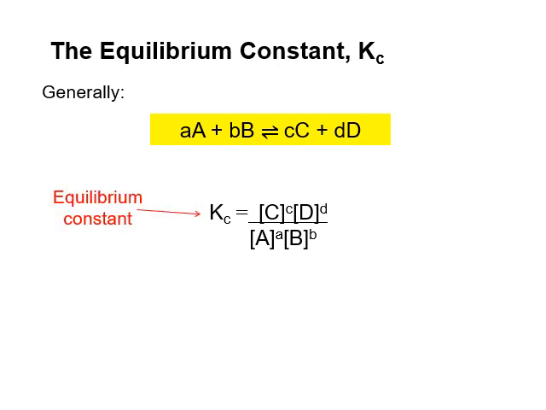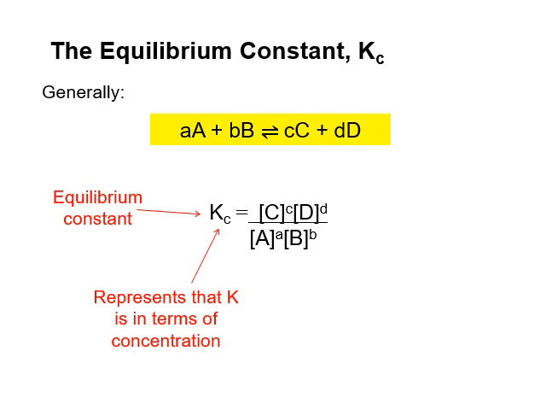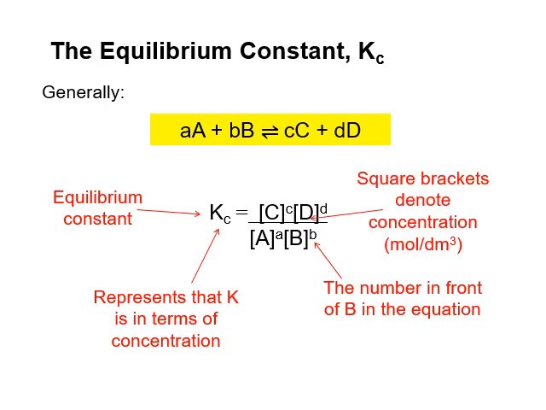So Kc is the equilibrium constant. It represents K in terms of concentration, hence the little c. The number in front of B in the equation is the power that B is raised to. The square brackets denote concentration in moles per decimeter cubed.